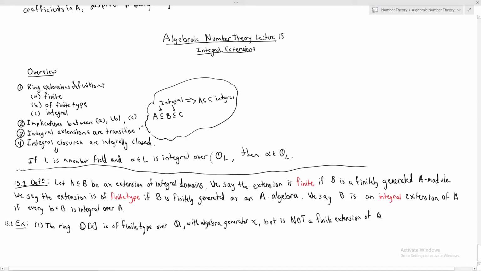How do I know it's not a finite extension of Q? Well, as a vector space over Q, this thing is infinite dimensional. The powers of X are all linearly independent over Q. Okay.